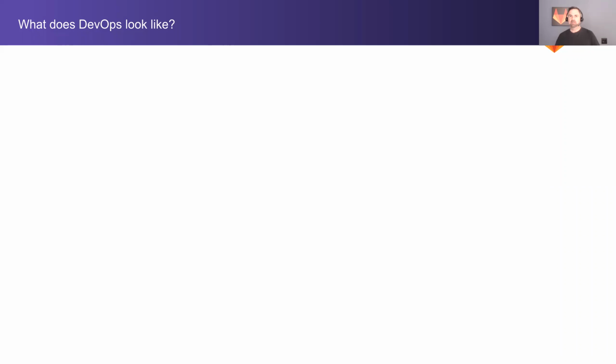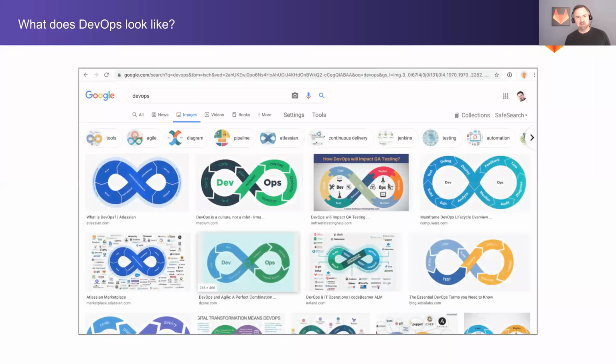I started thinking about this with a very simple question: what does DevOps look like visually? If you could see it, what does it look like? So I went to everybody's favorite resource, Google, and I typed in DevOps and clicked the Images tab. And what I saw was a sea of sideways figure eight diagrams. Every single one of them on their side, almost exactly the same design, with these arrows pointing left to right across the front and then right to left down the back.